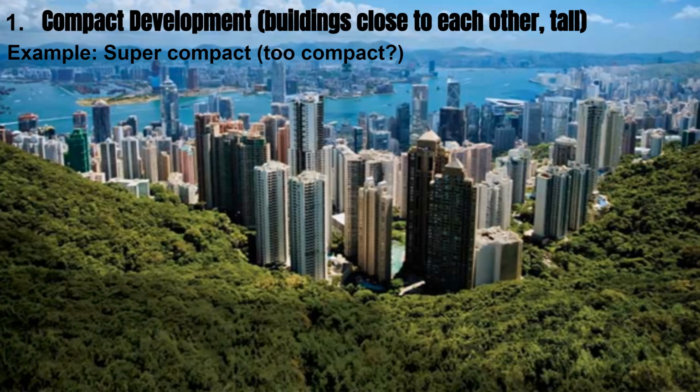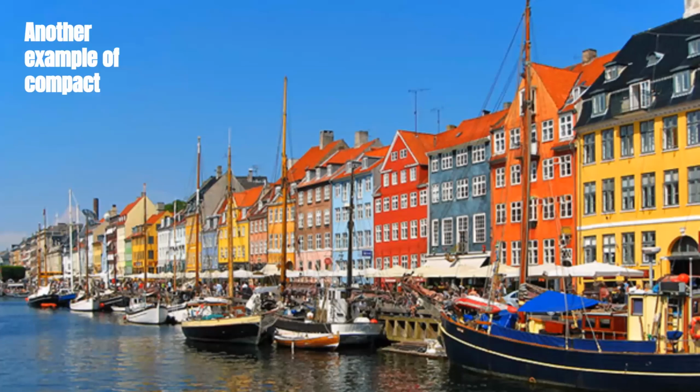Actually, can you guess this city? This is Hong Kong. Actually, I walked on this mountain, on this trail, and there's a lot of beautiful views of the city. So this maybe is too compact for many people. Here's another example. This is not as compact as Hong Kong, but it is still very, very compact. Each building is about 6 stories high, and the buildings are touching each other. What is this city? Okay, this city is Copenhagen in Denmark.